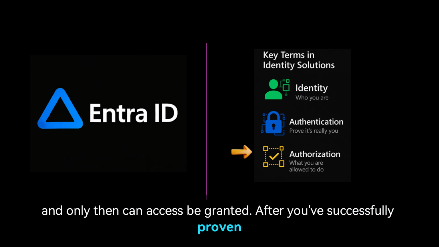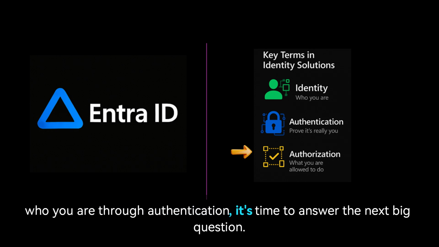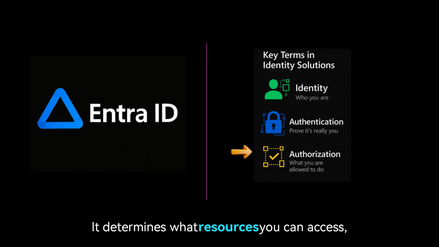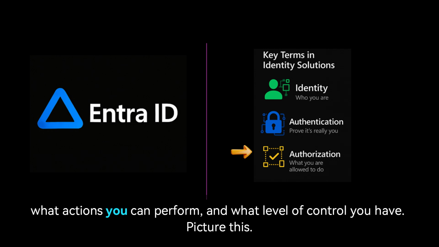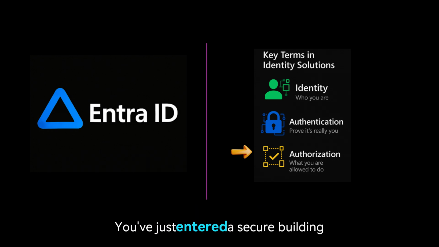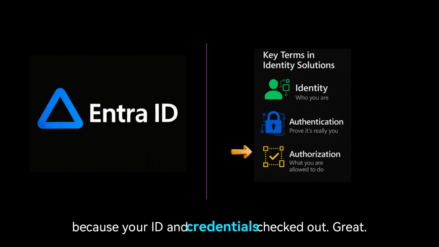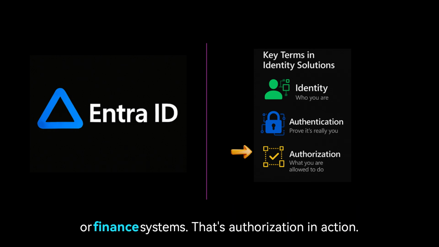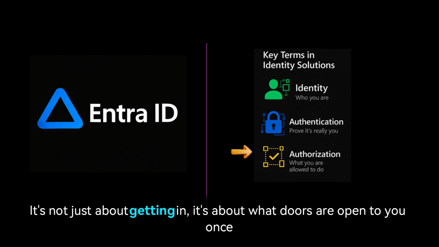After you've successfully proven who you are through authentication, it's time to answer the next big question: what are you allowed to do? That's the job of authorization. It determines what resources you can access, what actions you can perform, and what level of control you have. Picture this. You've just entered a secure building because your ID and credentials checked out. Great. But now, the system needs to know if you're allowed into the server room, HR files, or finance systems. That's authorization in action.